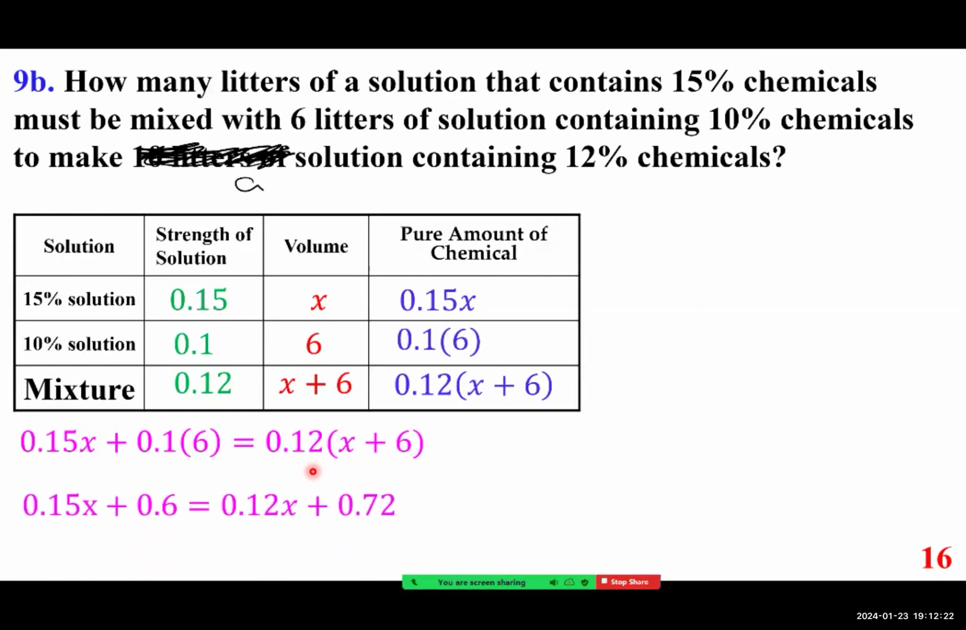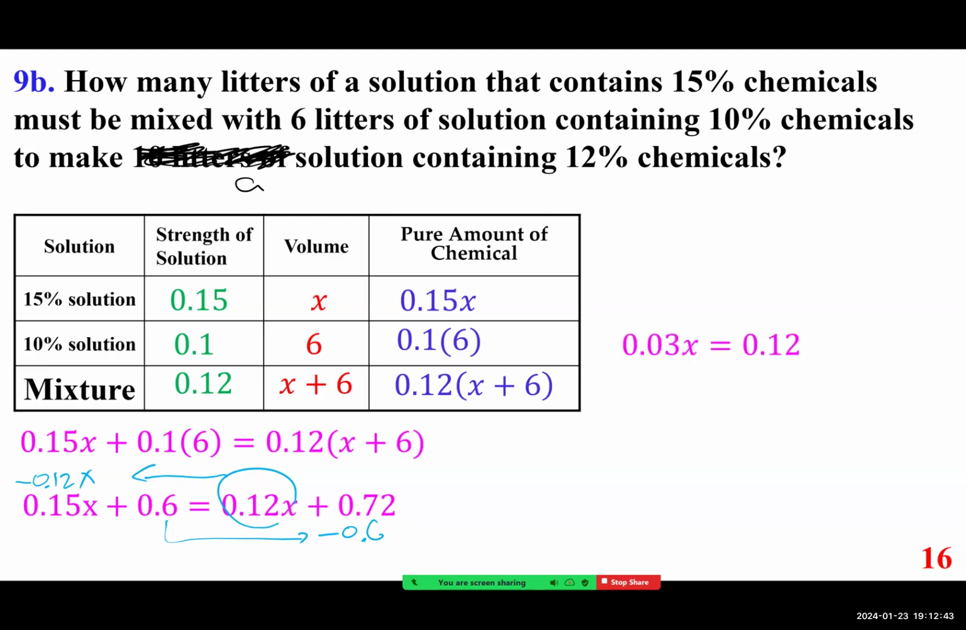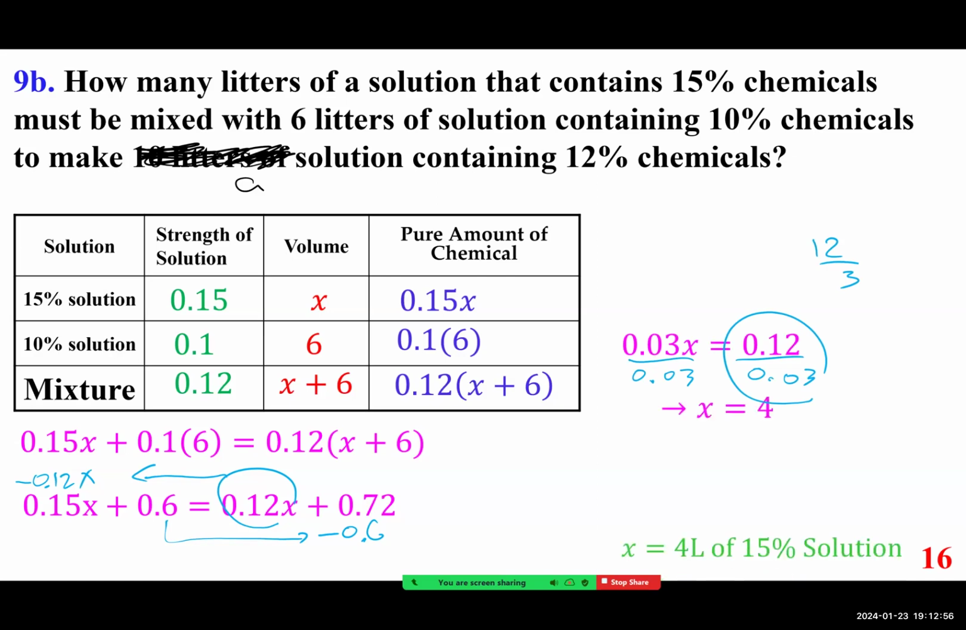Now we are going to move things around. This one minus 0.12x, and this one minus 0.6. So the left side becomes 0.03x, and the right side becomes 0.12. We divide both sides by 0.03. And this is the same as 12 over 3, which makes it 4. So we need 4 liters of 15% solution.